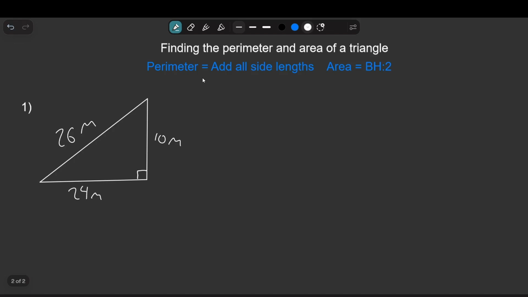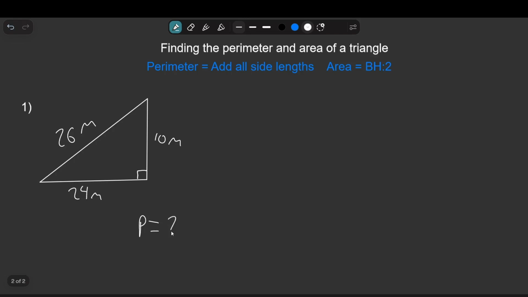So, let's start off with the first example. We're going to have 2 examples in this video. I'm going to draw the other one after this one. Let's start with the perimeter. As we can see, we have 3 sides, and we already have the side lengths, so we just start right away.